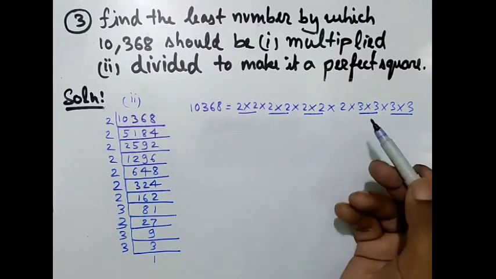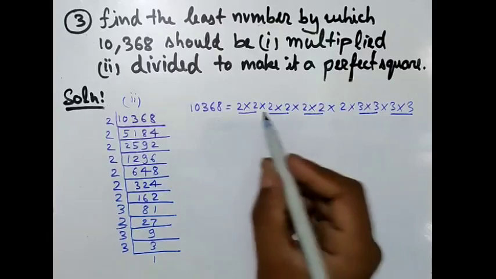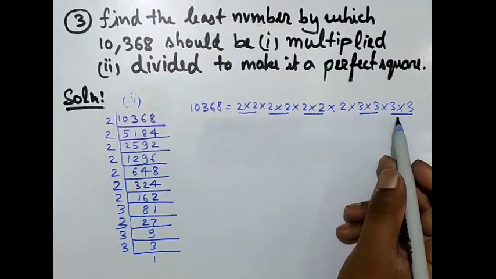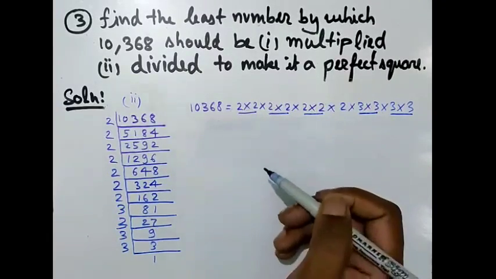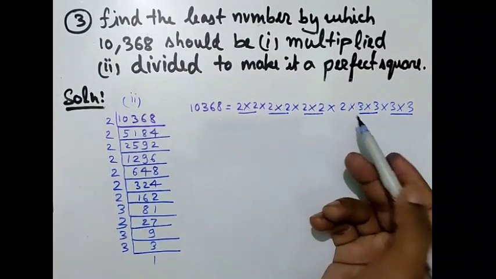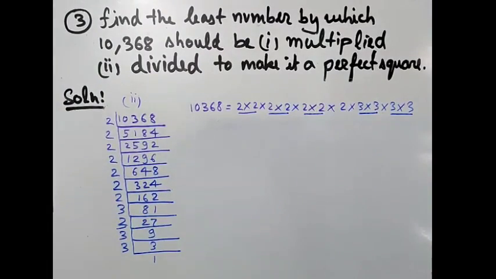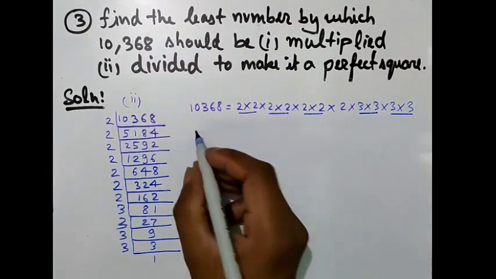So what is the opposite of multiplication? Division. So if I divide by 2, then the remaining factors will be in pairs, and it will become a perfect square. So 10,368 should be divided by 2, right? So let's see what we get by dividing.